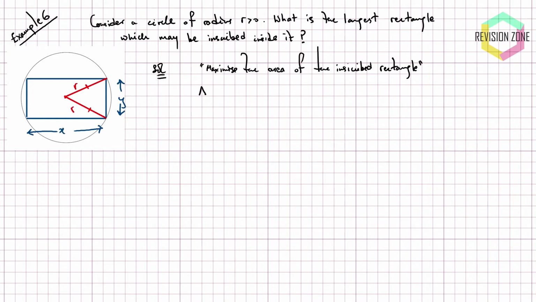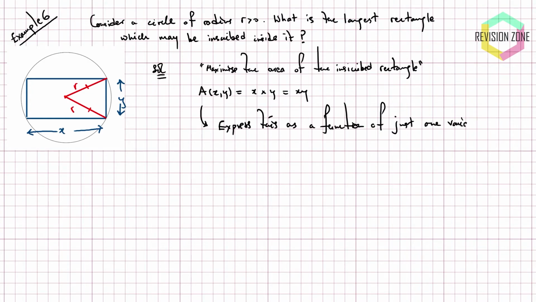Unsurprisingly, the area of our blue rectangle is going to be a function of x and y because it's going to be the base times the height, so it's just xy. Now, what we need to do is convert this and express it as a function of one variable. How we're going to do that, we're going to use a little bit of Pythagoras, so we can come back to our diagram and drop a perpendicular.